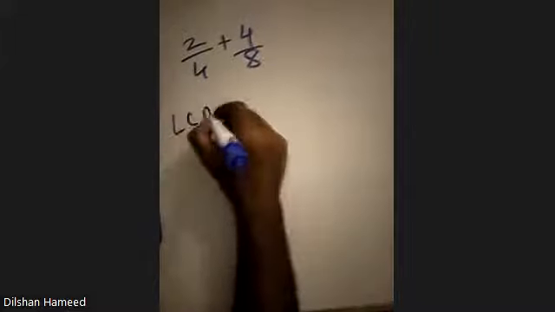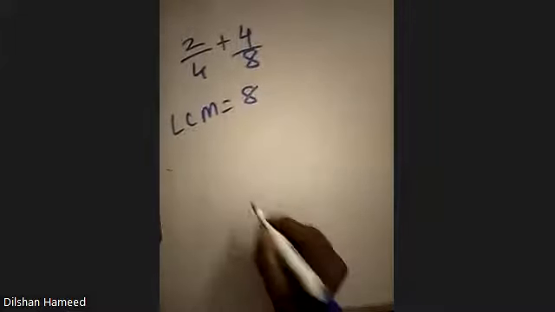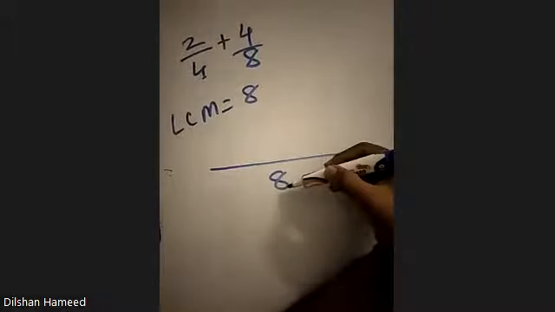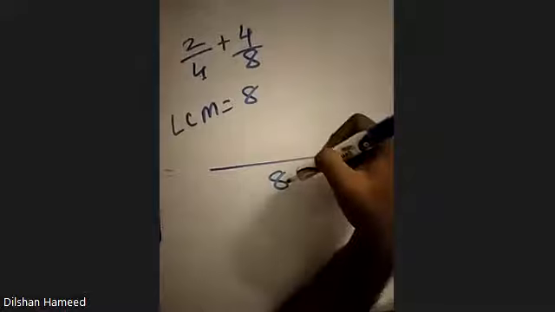LCM is how much? 8. Okay. So now what you have to do, you have to bring everything under the same denominator. How many 4s are there in this 8? Because you have the 4, no? How many 4s are there in the 2?